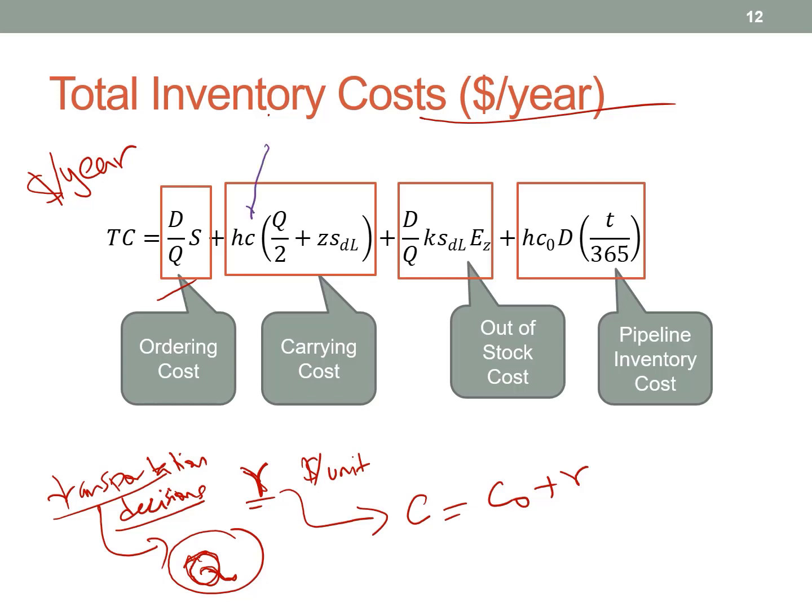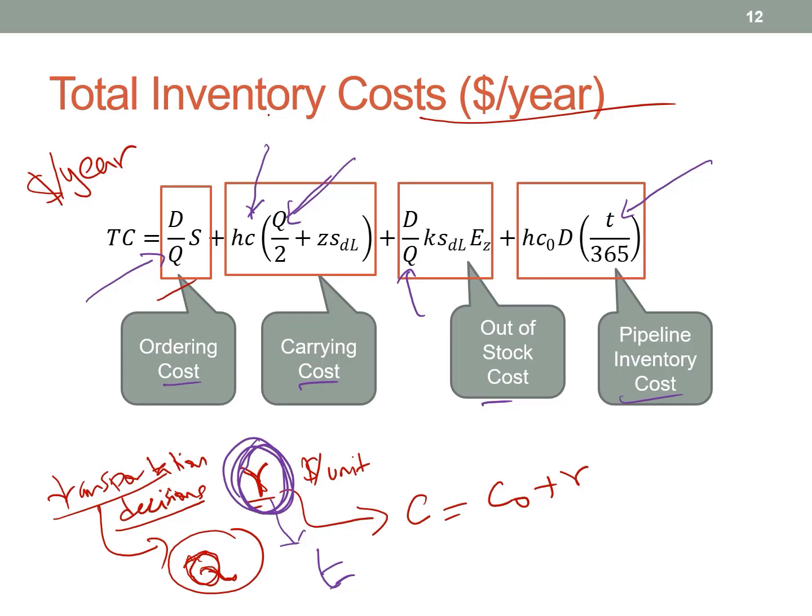So first, transportation decisions impact this C. Then they impact the Q here, the Q there, the Q there, right? So our transportation decisions are impacting ordering cost, carrying cost, and out of stock cost. Then, depending on which mode of transportation we choose and which carrier we choose, which determines this R, that also determines the transit time, because truck might be faster than rail, air might be faster than truck, right? So the transit time T is also impacted by transportation decisions. So pipeline inventory costs are also impacted by transportation decisions.